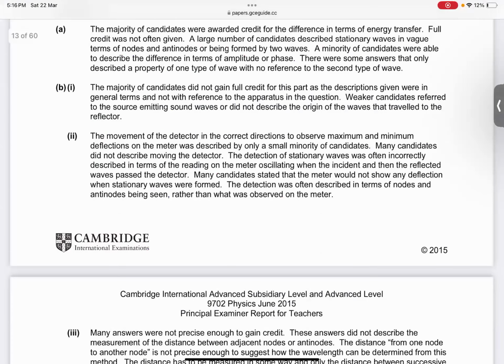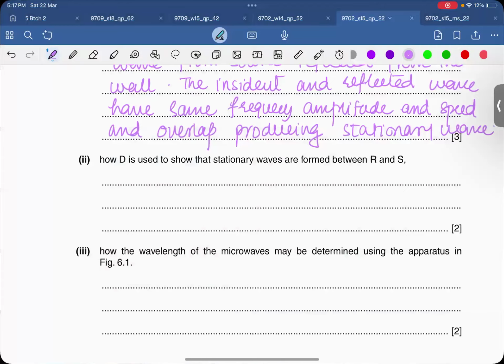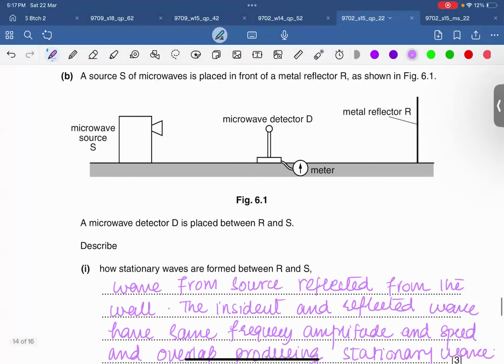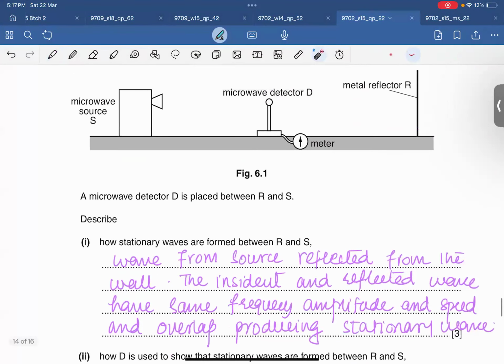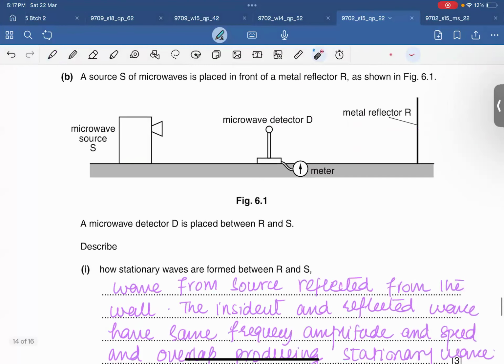Majority of the candidates did not gain full credit for this part as the descriptions given were in general terms and not with reference to the apparatus in the question. Weaker candidates referred to the source emitting sound waves or did not describe the origin of the wave that traveled to the reflector. So, from the source. A better answer would be microwave, instead of wave from the microwave source, instead of just writing source. But due to the lack of space I just wrote that. And metal reflector R instead of reflected from the wall.